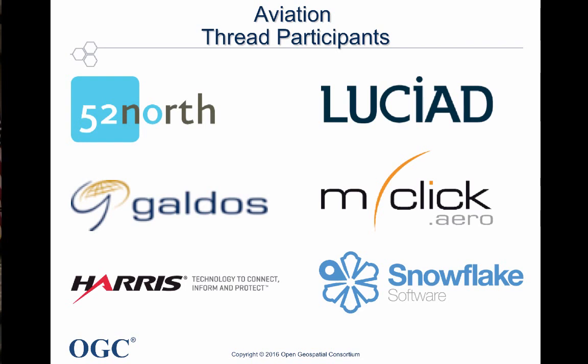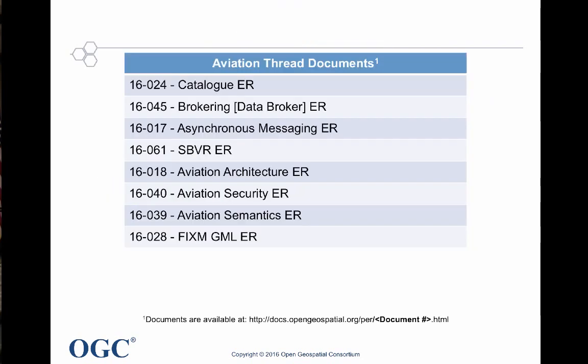So the aviation thread had these participants, and these were the documents. There is one that deals with the catalog, one that deals with the brokering, synchronous messages, the SBVR, which is the Semantics of Business Vocabulary and Rules, the architecture, security, semantics, and the FIXM GML.